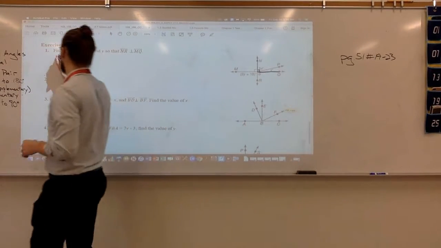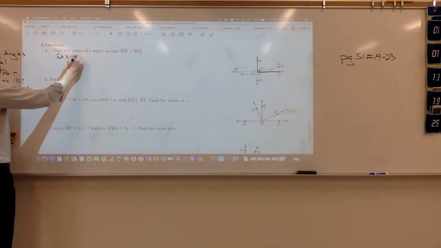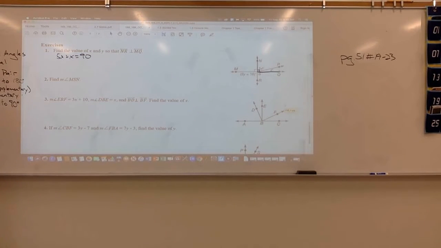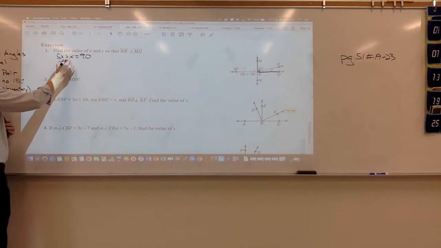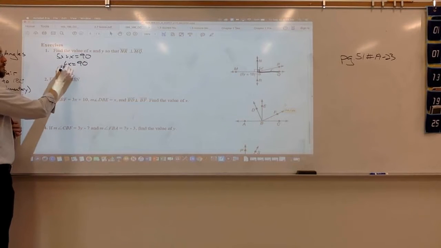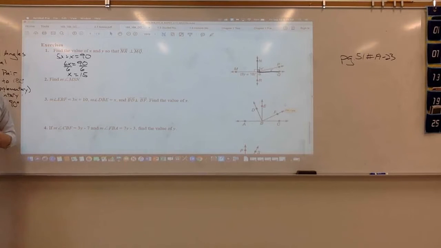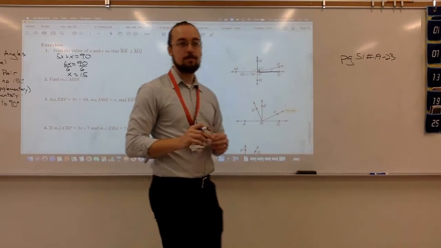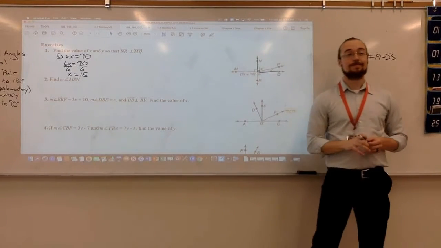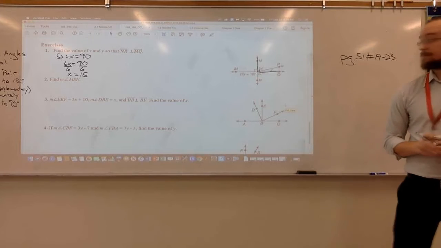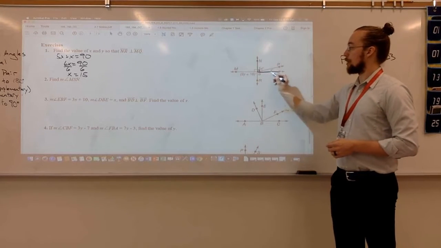So 5x plus x equals 90, right? Go ahead and solve that. This one should be pretty quick. This will be a right angle here.